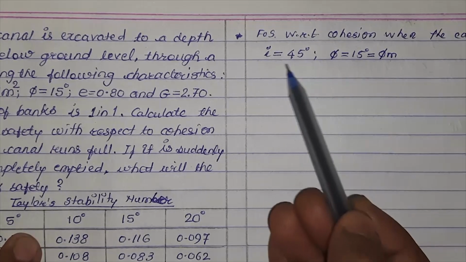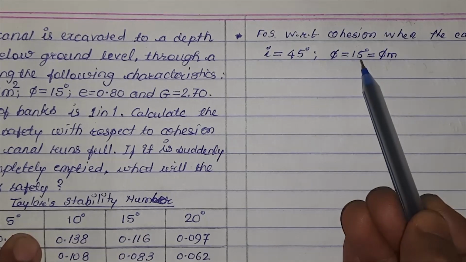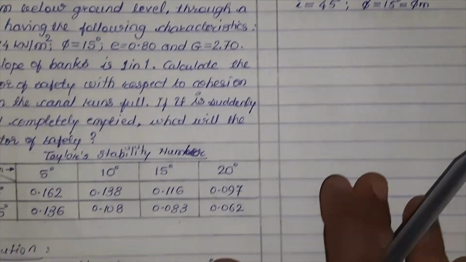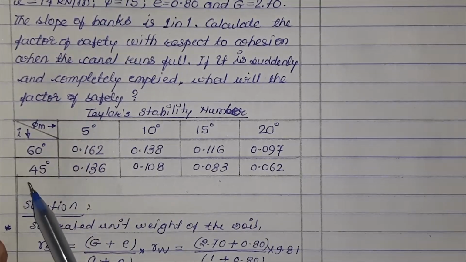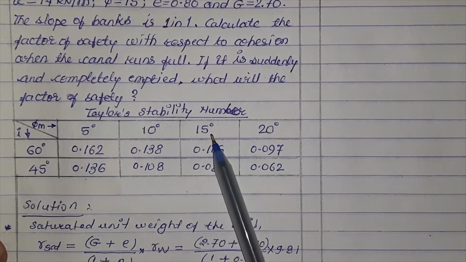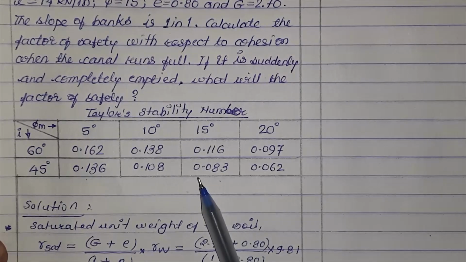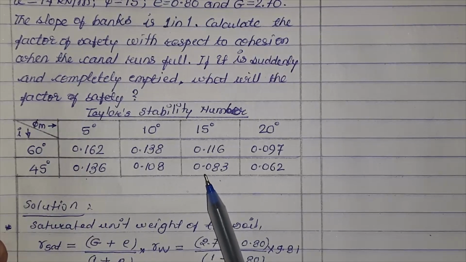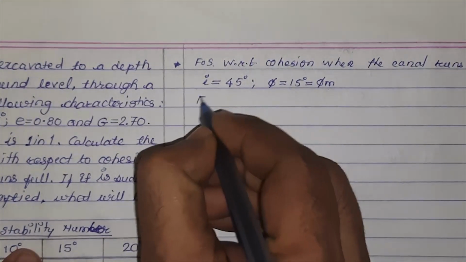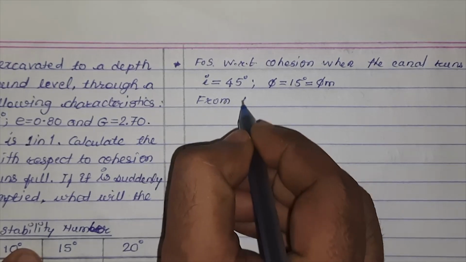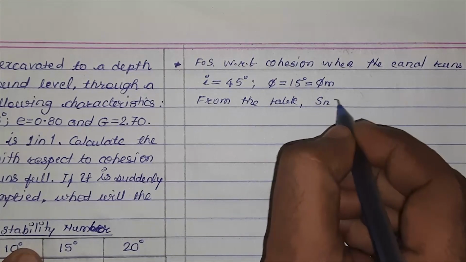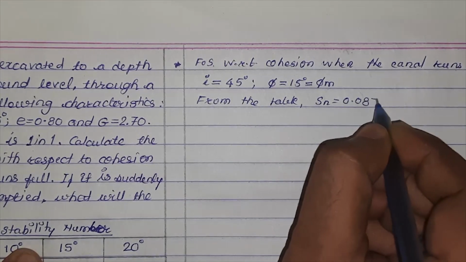Thus, using slope angle 45 degree and phi m 15 degree, we will find out Taylor's stability number. Let us refer the table. So, for i equals 45 degree and mobilized angle of internal friction equal to 15 degree, the Taylor's stability number Sn comes out to be 0.083. Thus, we can write from the table Sn is equal to 0.083.